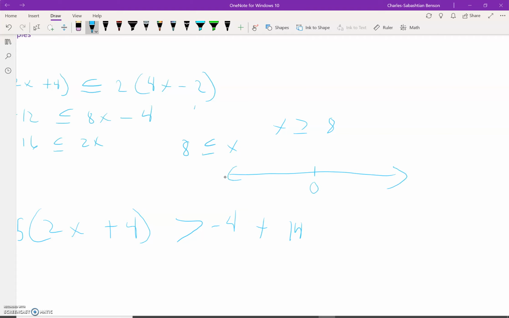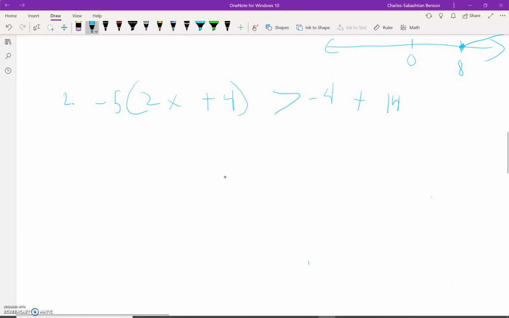So 0, 8, and because it can be greater than or equal to, we're going to put a closed circle. We're going to move this way. Same thing, simplify on both sides. Negative 5 times 2, that was negative 10x. And then negative 5 times 4, you know, is negative 20. Then negative 4 plus 14, simple, it's 10.